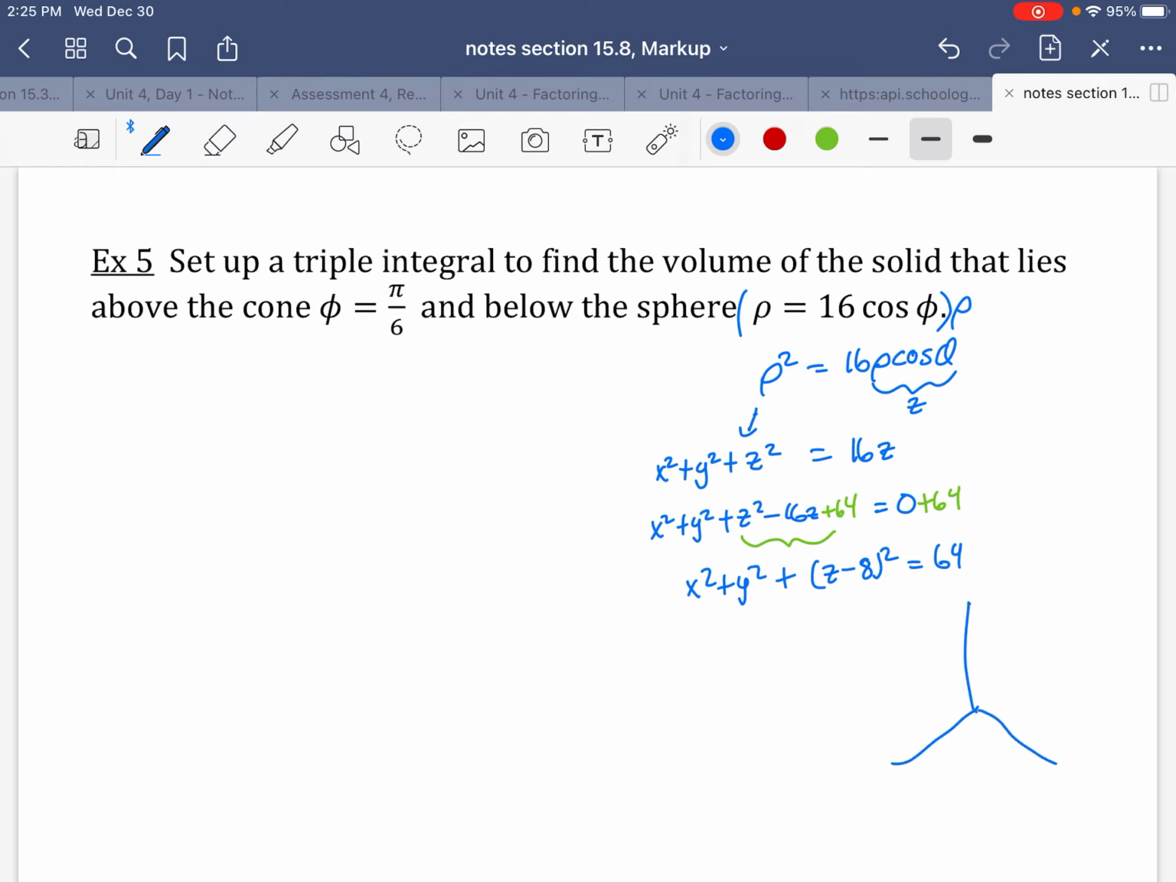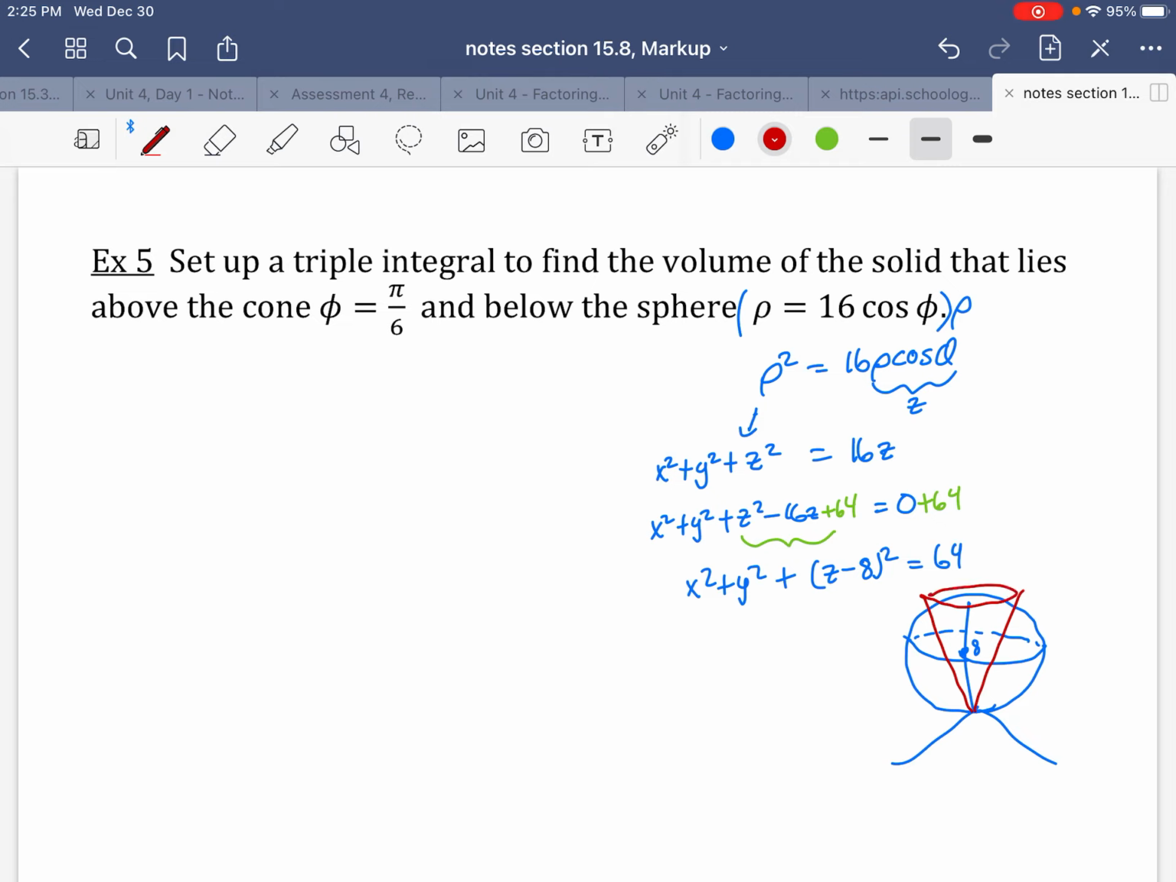Look at what this sphere is. This sphere has a center of 0, 0, 8, so it's up here at 8. It also has a radius of 8. So the sphere is up here, and it's coming around, going like that. And then it has the cone at pi over 6. So that cone is cutting through right here.